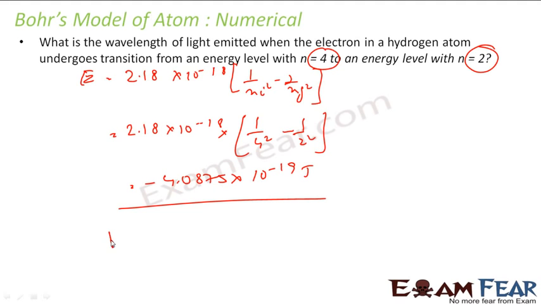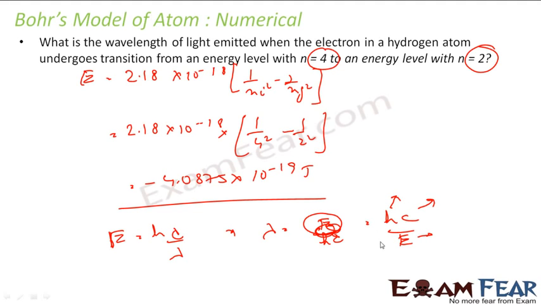Here also you can use the same formula. E is equal to hc by lambda. So lambda is hc by E. H I know, Planck's constant. C I know, speed of light. E I know, I just found. Put the values, you get 486 nanometer as the answer.